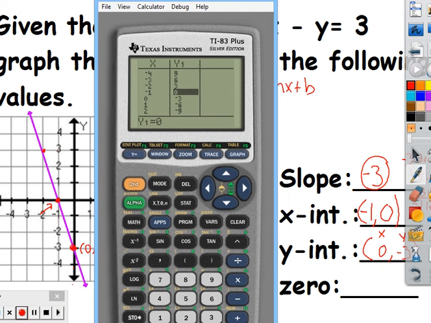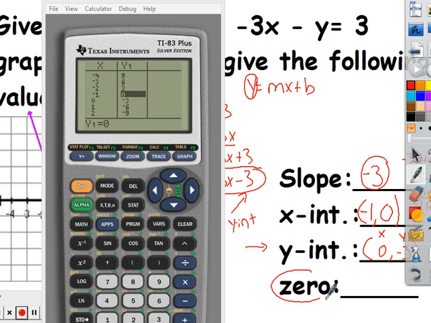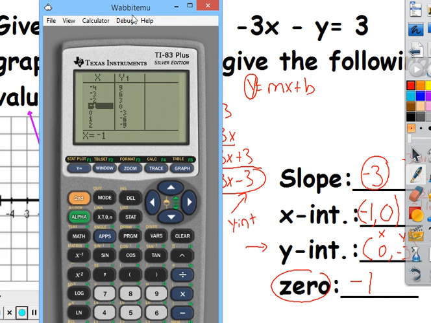When it asked me for 0 right here, I noticed that my cursor right now is on 0 for the y value. That's what it's talking about. Where is y 0? Boom. On the left, there's a -1. Y is 0 when you're crossing x at -1. So -1 is where you're crossing the x-axis. It will make your y 0.